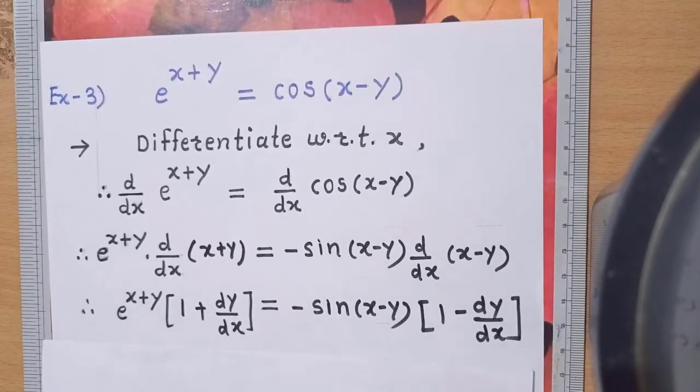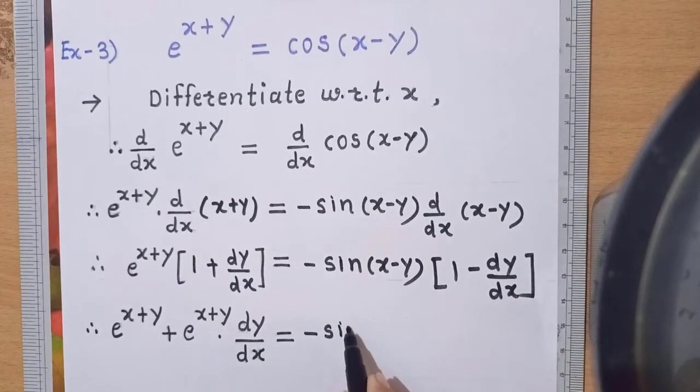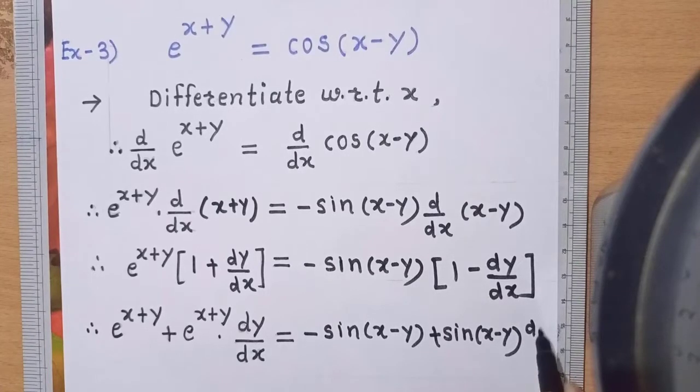Now again solve the bracket, multiply these two, this and this separately. So we have this, and here minus sine(x minus y), and minus minus plus sine(x minus y), and multiply dy by dx.